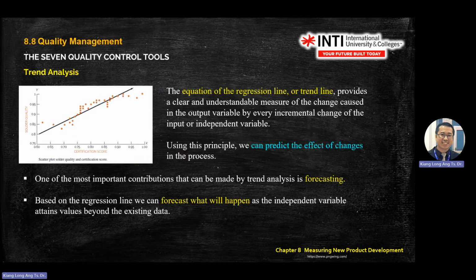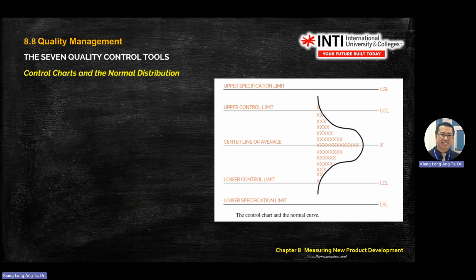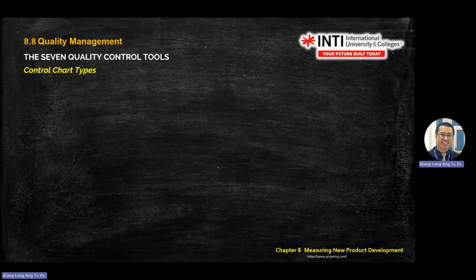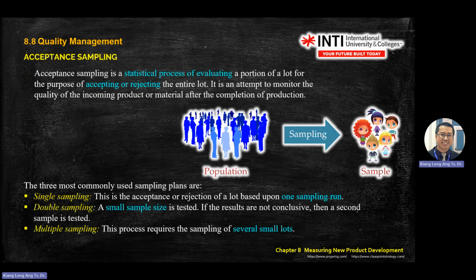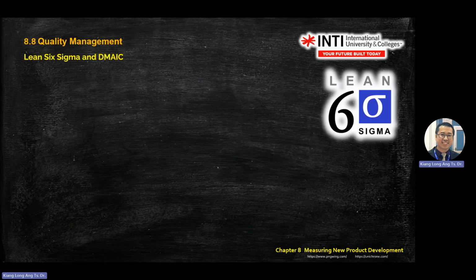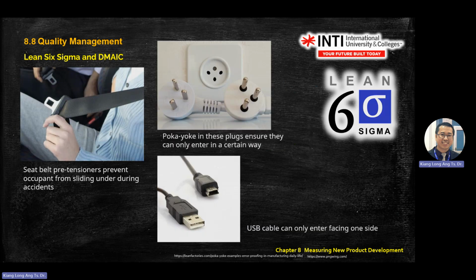Pareto, trend analysis. This one already done. Done. Six Sigma. Okay. Poka-yoke. So these are the examples of Poka-yoke.